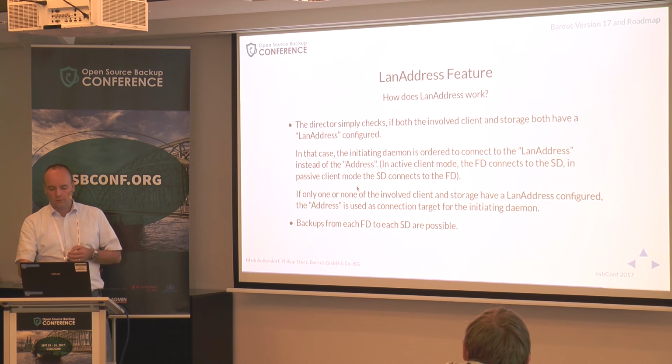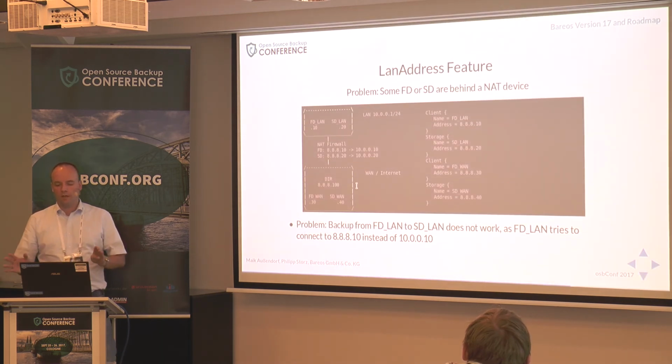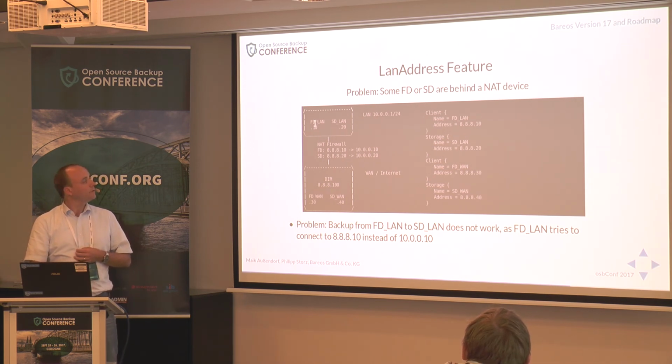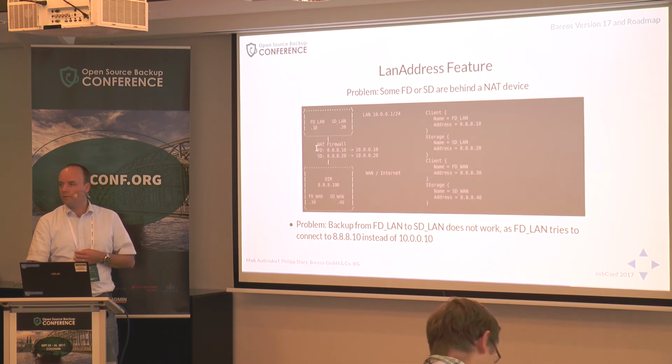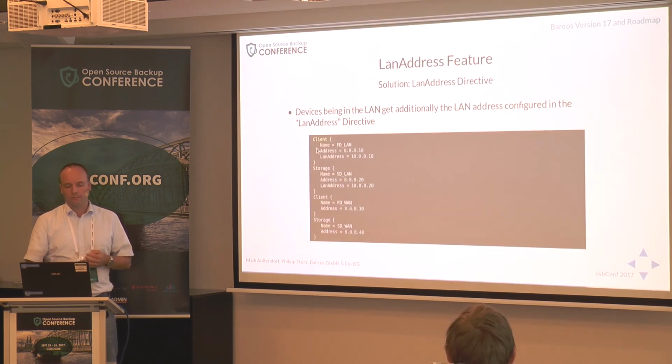And this leads to the nice effect that you can back up everything everywhere. So you are then able to run the backup from the FD to the SD in the LAN. You can run a backup from this FD to this SD outside, and otherwise, as long as, of course, the firewall allows these connections. So it's quite flexible this way. I don't think that many people have this problem, but I think we solved it in a nice way.